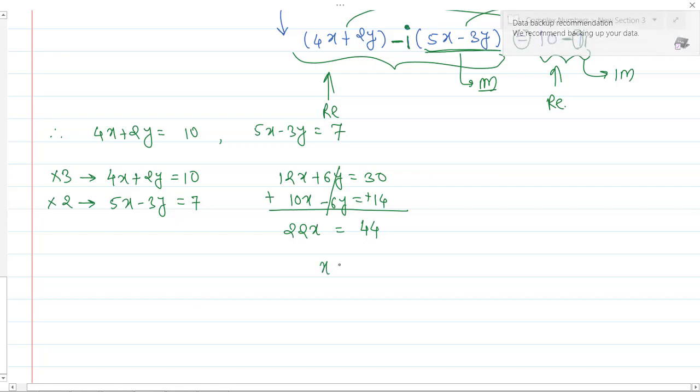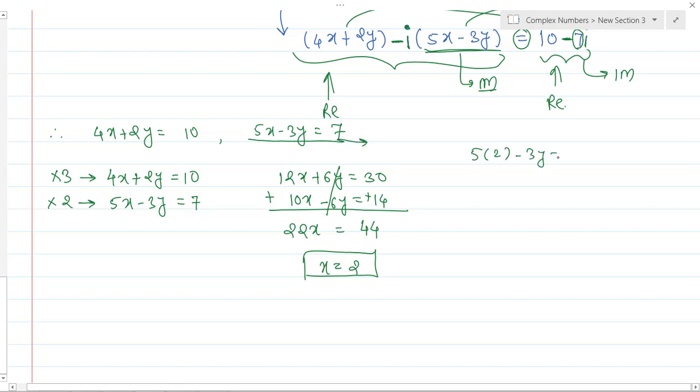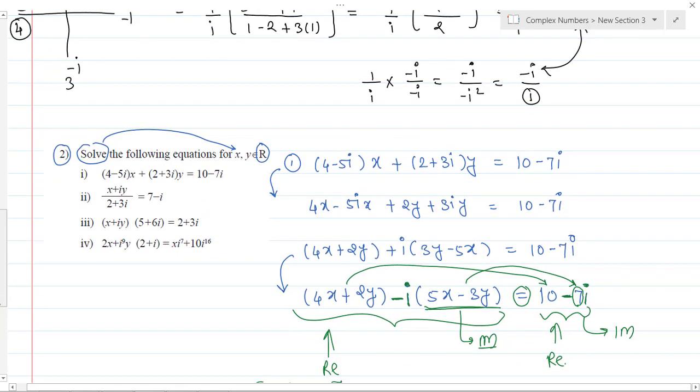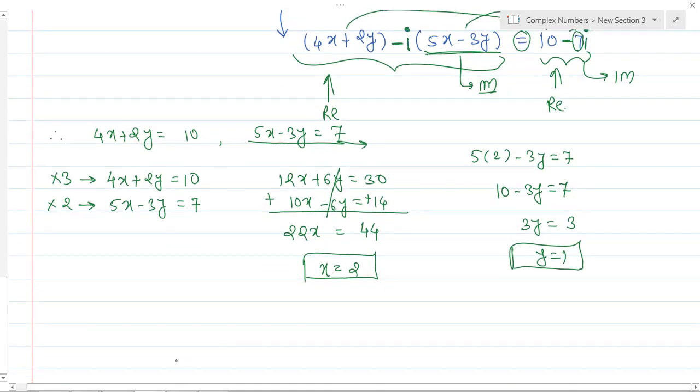So what is x? It's 2. x is 2. Then substitute x equals 2 in any one of the equations. Let's substitute in this equation. So it's 5 into 2 minus 3y equals 7. So 10 minus 3y equals 7. So 3y equals 10 minus 7, which is 3. So y equals 1. So the answer for the first question is 2 and 1, the values of x and y.